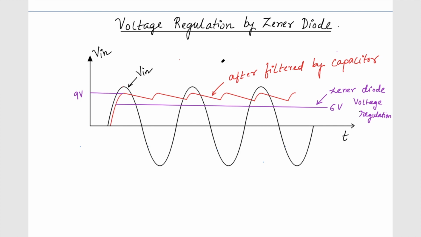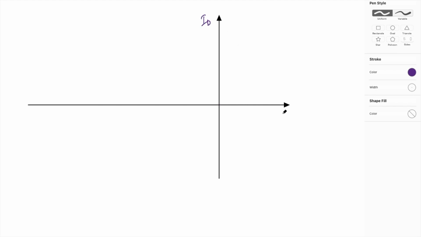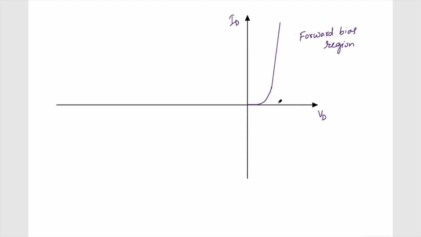Okay, so what exactly does it mean? Let's understand what this Zener diode is. If you remember, when we discussed the diode, we discussed the breakdown phenomenon that happens in the reverse bias region. So let's go back to the discussion of the diode's characteristics. This is my ID-VD curve of the diode. This is the forward bias region. The current is increasing exponentially.